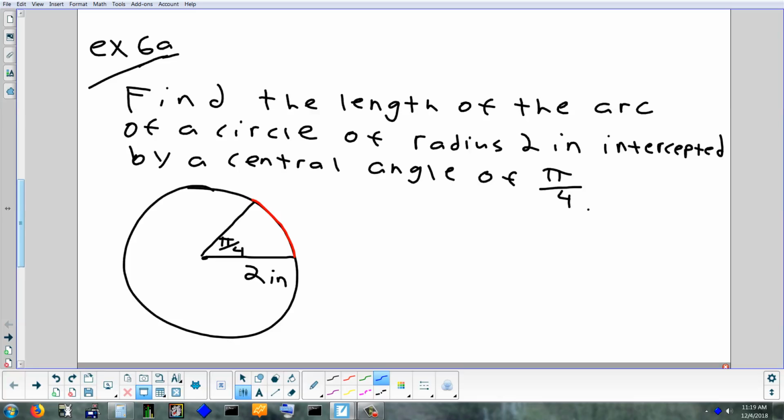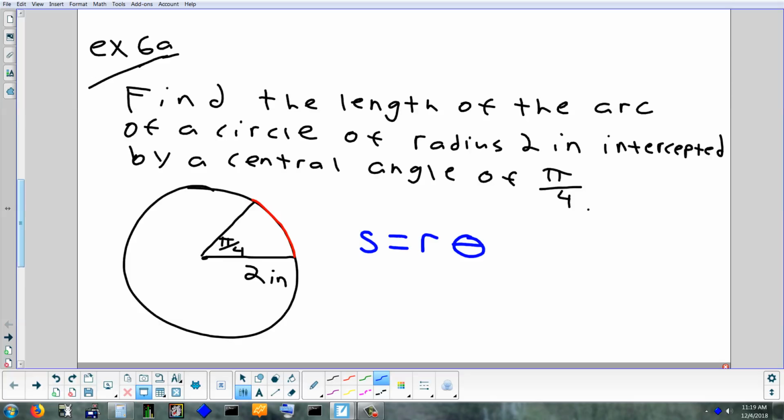All right. So the question is asking about an arc. It gives me a radius and it gives me an angle. So there's the 3 things we just talked about: angle, arc, radius. What's my arc length formula? We'll start with that. S equals r theta. Yep, S equals r theta.